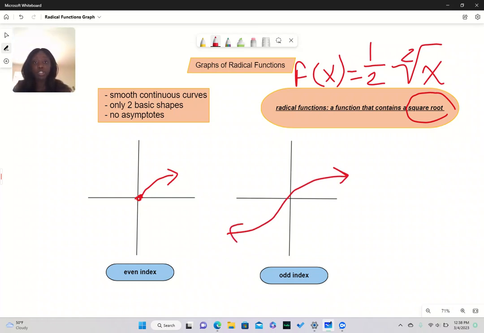So it's important to know the different types, even index and odd index, of radical function graphs, so you can have a better understanding of what to do when you get to quizzes or tests or things like that.